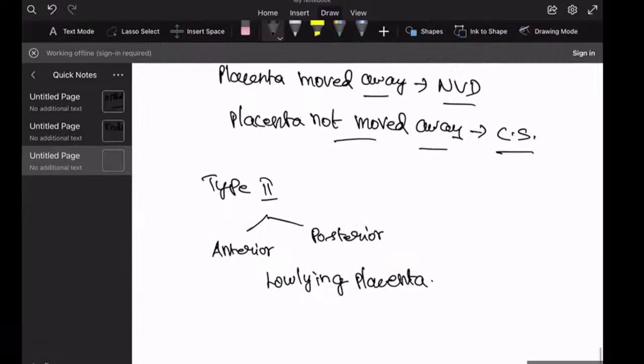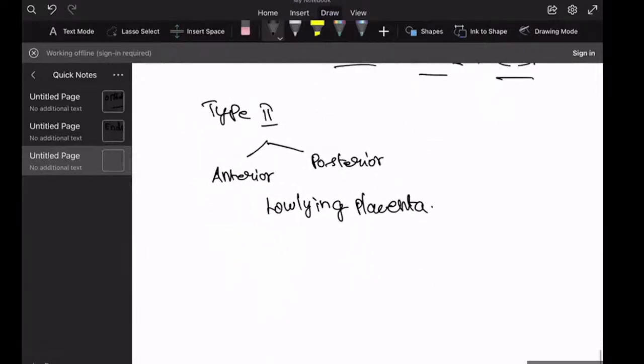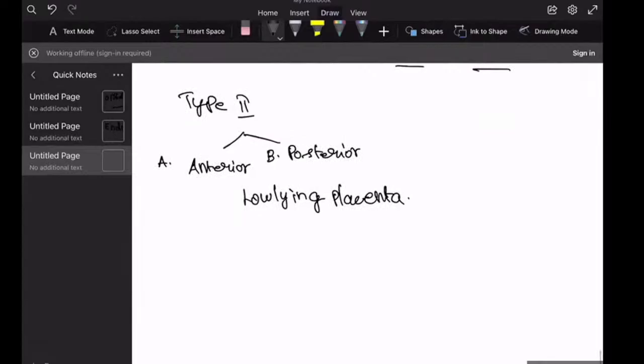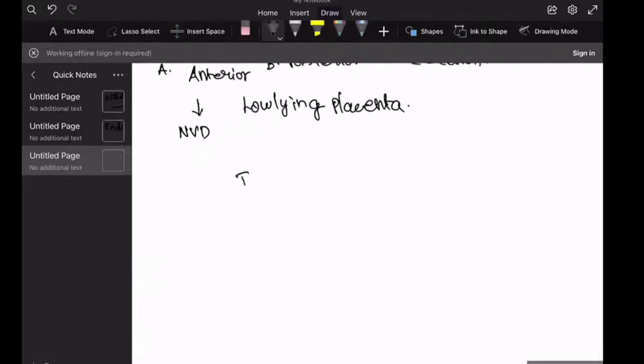Type 2A, anterior; type 2B, posterior. If there is an anterior low-lying placenta, go for normal vaginal delivery. Posterior low-lying placenta, go for cesarean section. And type 1 is going to be a normal vaginal delivery.